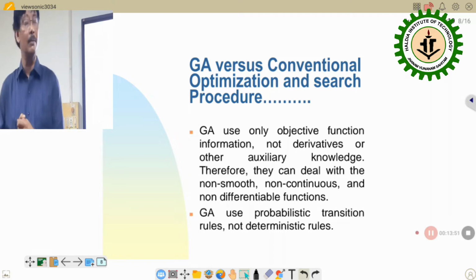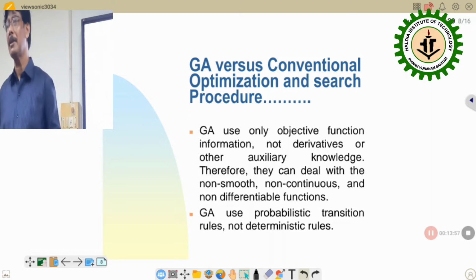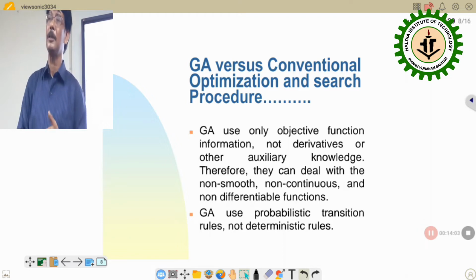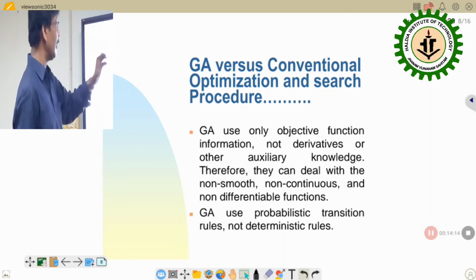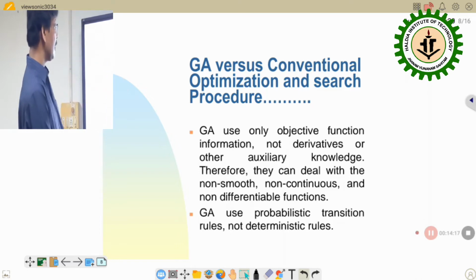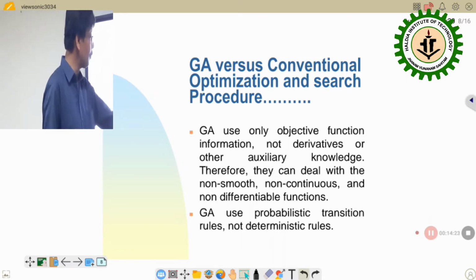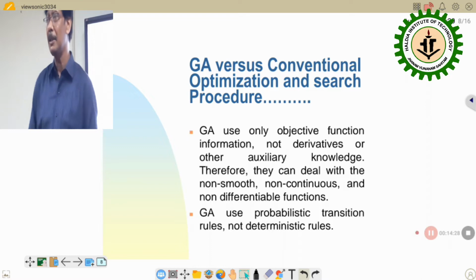So either you have to replace those solutions by some new randomized solutions, or you have to go for genetic operations to replace them, or you may have to keep them for the genetic operation along with the good evaluated chromosomes. That depends upon what you will do. There is no hard and fast rule. So there are no derivatives or other auxiliary knowledge. Therefore, they can deal with non-smooth, non-continuous, and non-differentiable functions that I told you about in a previous slide. GA uses a probabilistic transition rule, not a deterministic one. It is not a deterministic algorithm, so no deterministic rules are to be followed in the genetic algorithm.